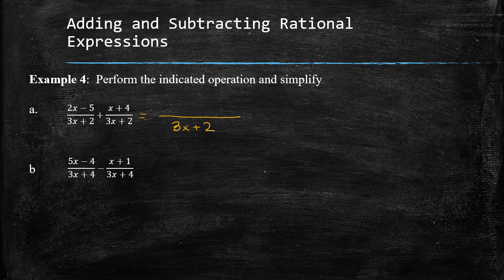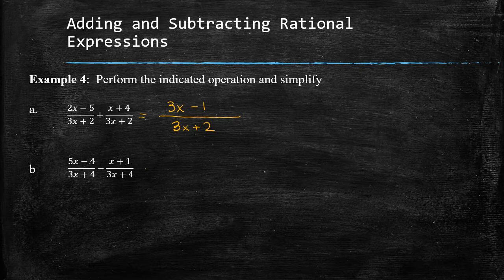I'm going to add my like terms, so 2x plus x is 3x, and then a negative 5 plus 4 is negative 1. Good. Nothing cancels here, right? I want to factor and then cancel, but 3x plus 1 does not factor. Neither does 3x plus 2, so we're done.